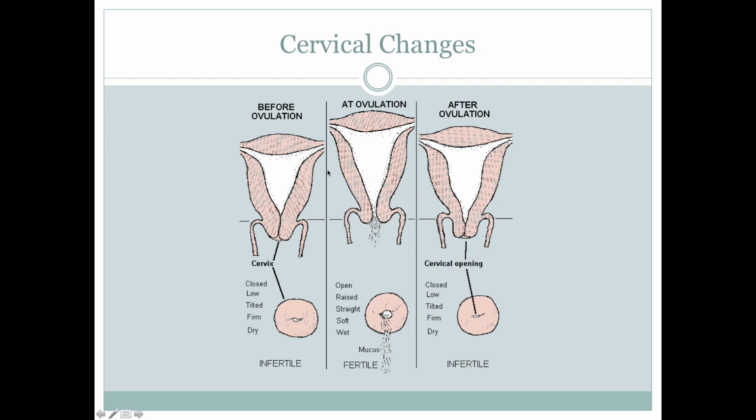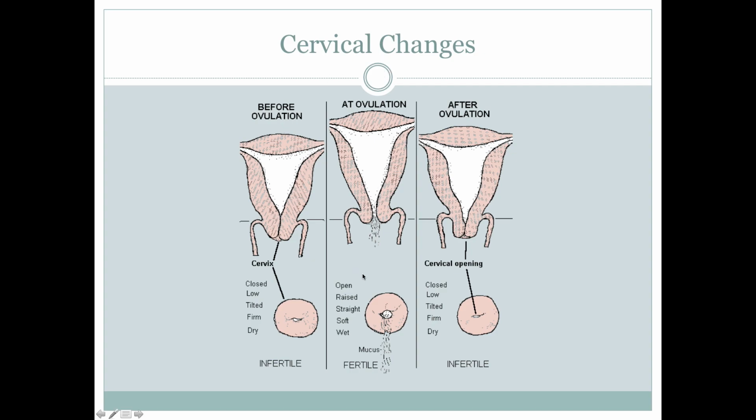Okay, so I mentioned that we have changes to the fluid. So this is that. So before ovulation, the cervix is low. It's tilted to prevent, like literally with gravity, semen from getting up and in there. It's firm, it's dry, it's just making a thick, not a really large amount of mucus, just a really thick one.